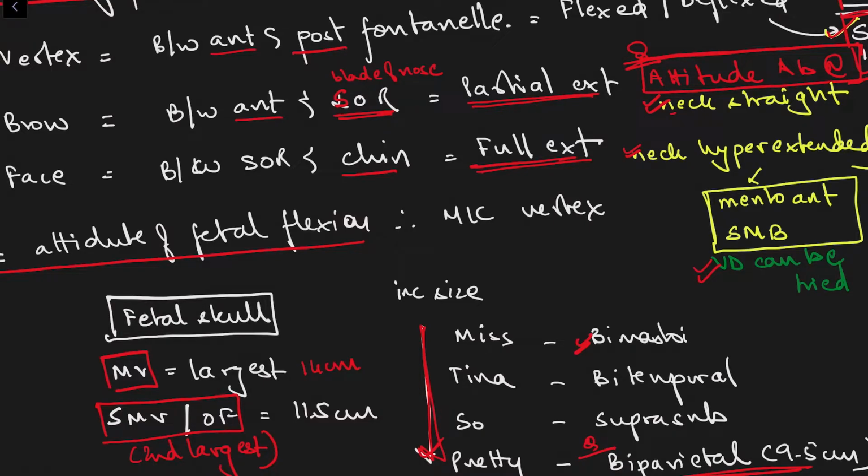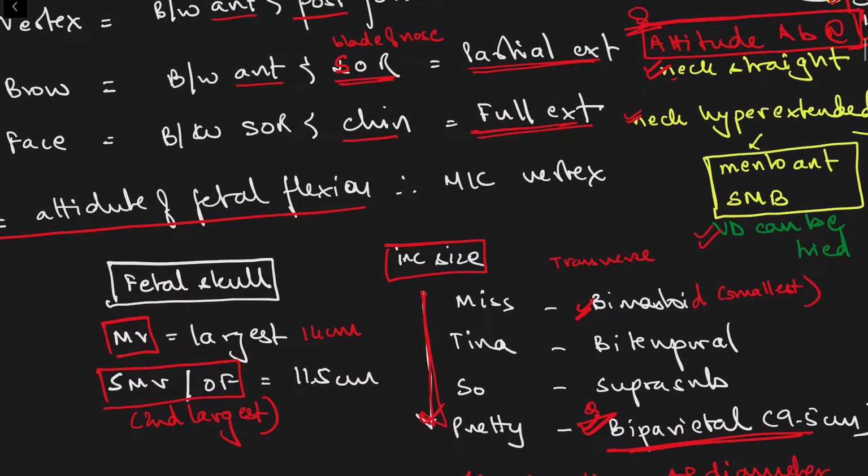For transverse diameters, remember 'Miss Tina so pretty', that is in the increasing order of size. So the smallest transverse diameter would be bimastoid, and it is the smallest diameter overall as well. While the largest transverse diameter is biparietal, but transverse diameter, remember, is always shorter than the AP diameter. So if they ask about the largest transverse diameter, the answer would be biparietal. And if they ask about the largest diameter of fetal skull, then the answer would be mentovertical. But if they ask about the smallest diameter, then it is bimastoid.